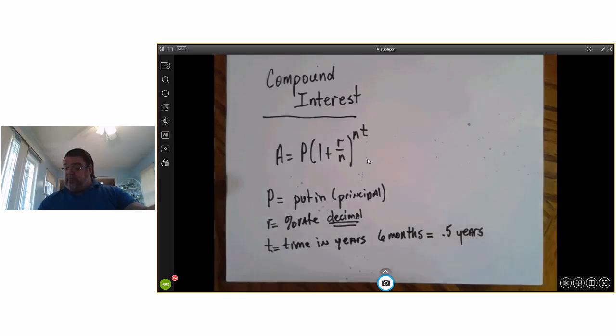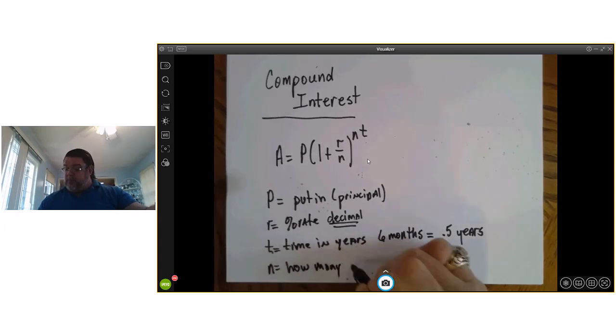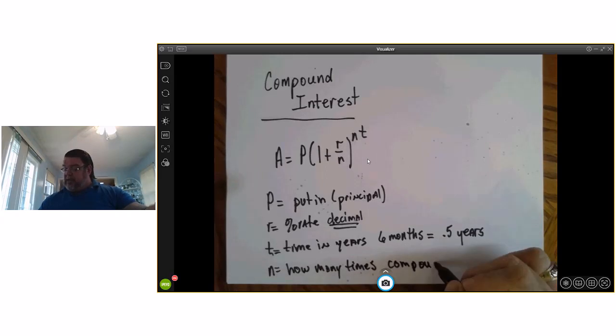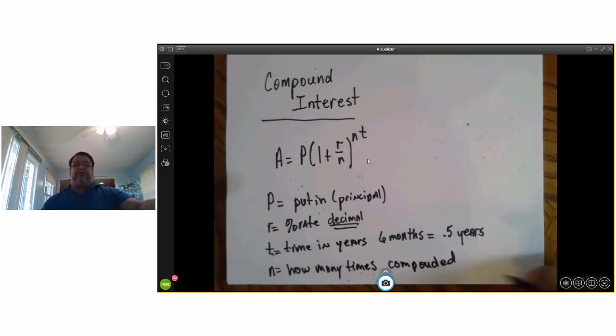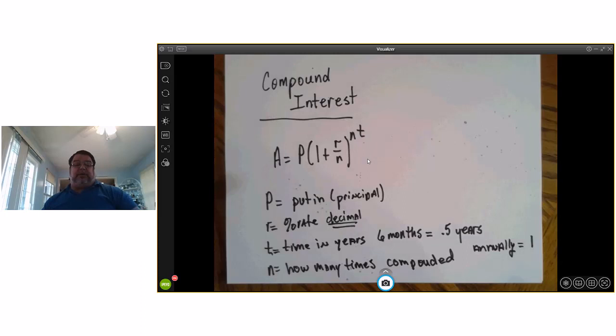And then N is how many times it's compounded. And compounded is another word for the bank doing the calculations. That's what it means. All right? So, if I tell you that I want you to compound annually, what does annually mean? That means one time a year. It means yearly. So in that case, N would be 1.